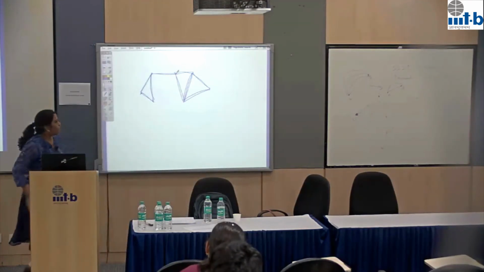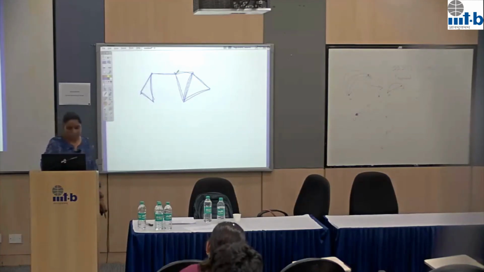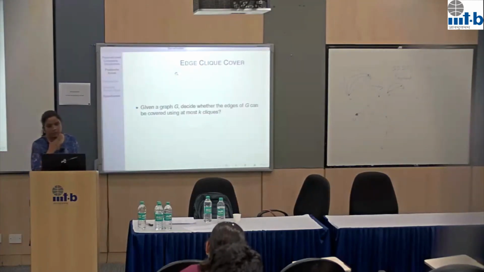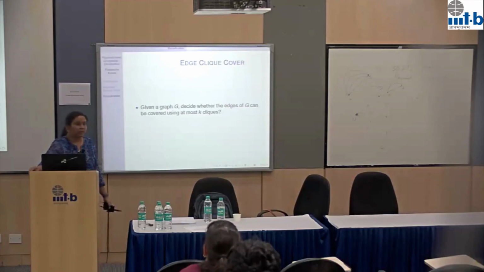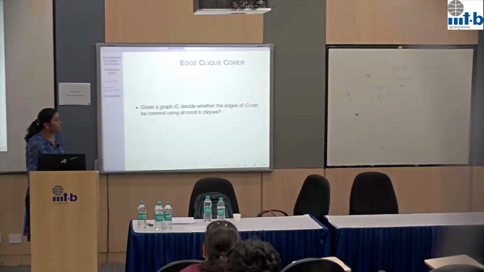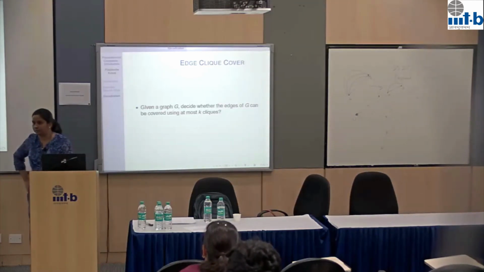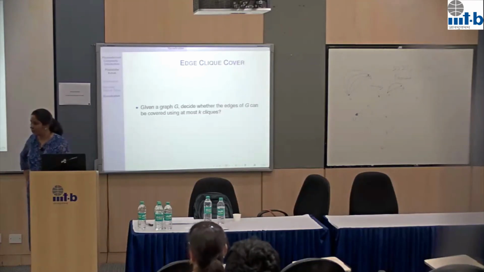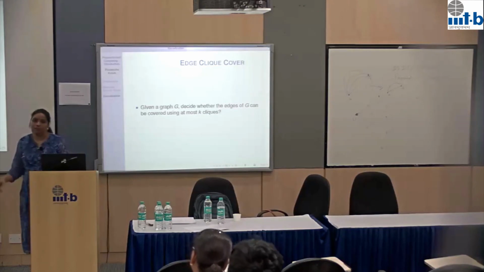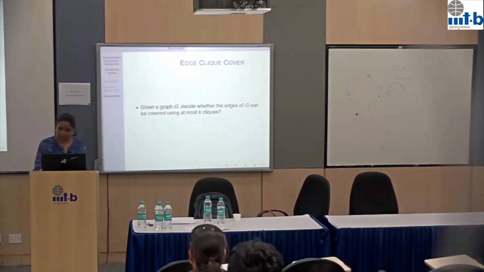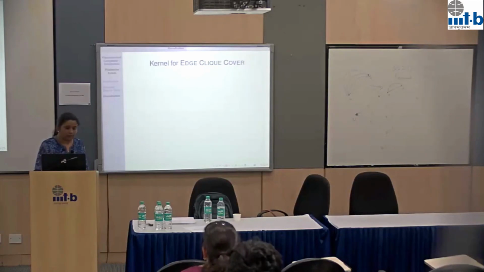Okay. So the question is, what is the minimum number of cliques you need? Or in the decision version: given a graph G, decide whether the edges can be covered using at most k cliques. Is the question clear? Can we cover every edge using at most k cliques?